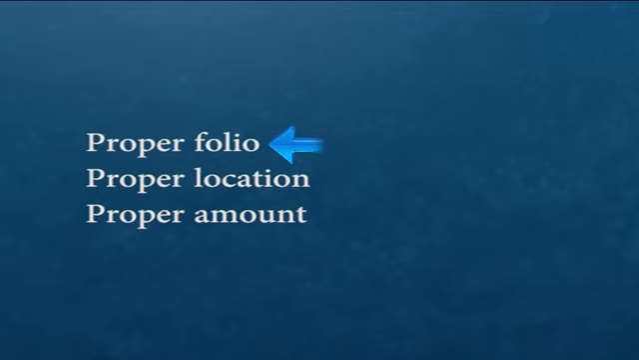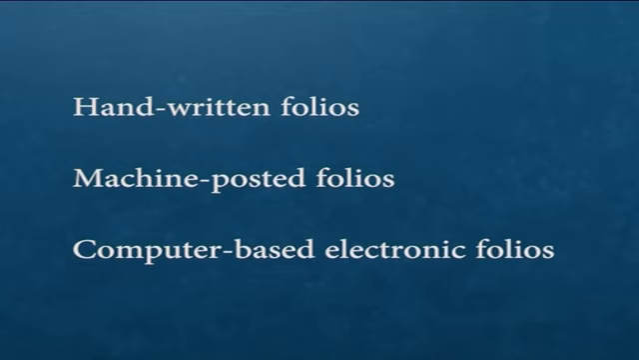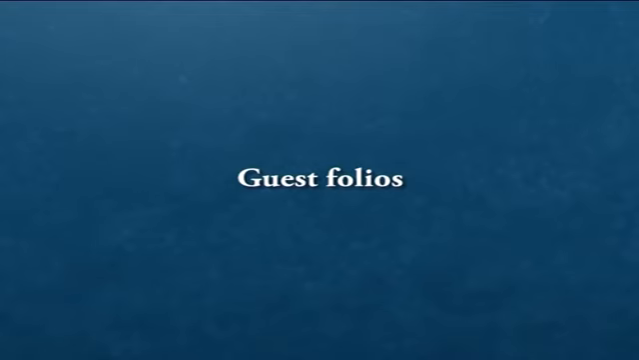The correct way of maintaining folios starts with proper posting, which is the process of recording transactions on a folio, that is proper folio, proper location and proper amount. Under the manual, semi-automated and fully automated systems, folios are called hand-written folios, machine-posted folios and computer-based electronic folios respectively. Moreover, all folios shall have a unique serial number for internal control and storing purposes. In the front office department, there are 4 common types of folios, namely guest folios.